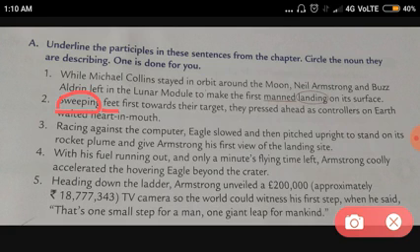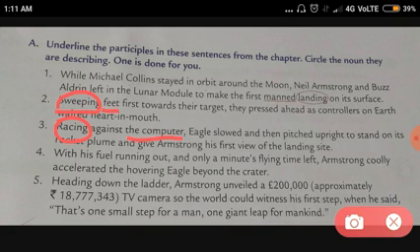Racing against computer, Eagle slowed and then pitched upright to stand on its rocket plume and give Armstrong his first view of the landing site. Can you find out here? Racing, it is a participle, right? The computer is a noun.